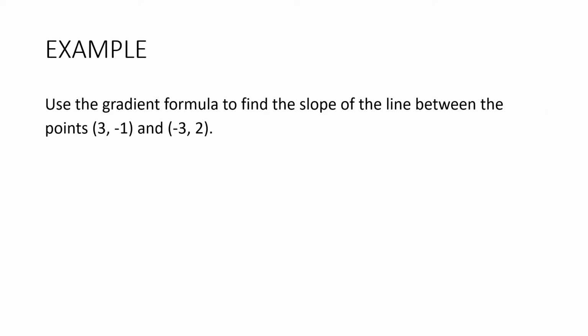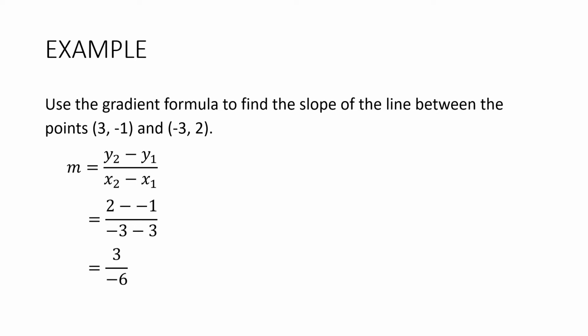Let's look at an example. Use the gradient formula to find the slope of the line between the points 3, -1 and -3, 2. So I'm going to consider this as point 1, so x1, y1, and this is point 2, x2, y2. There's my formula. I'm going to go 2, take away -1. Watch your negatives. All over -3, take away 3. So let's substitute in. This is a plus here, so 2 plus 1 is 3, all over -6, and tidying that up, we get -1/2.